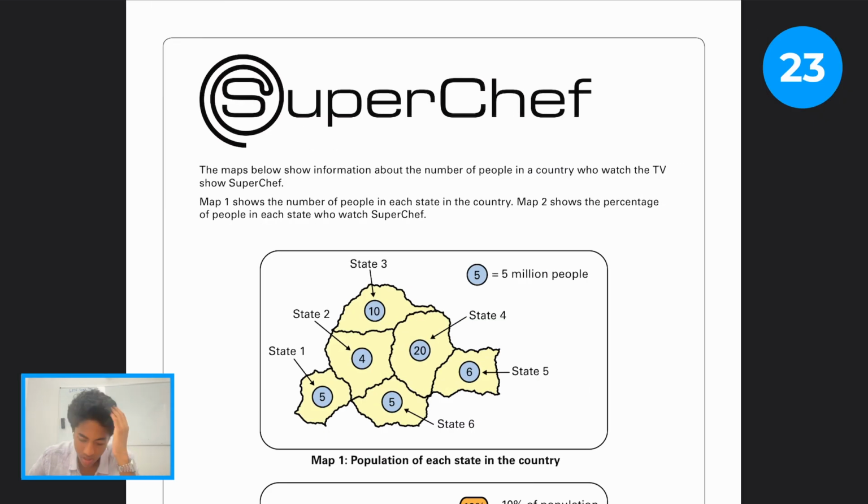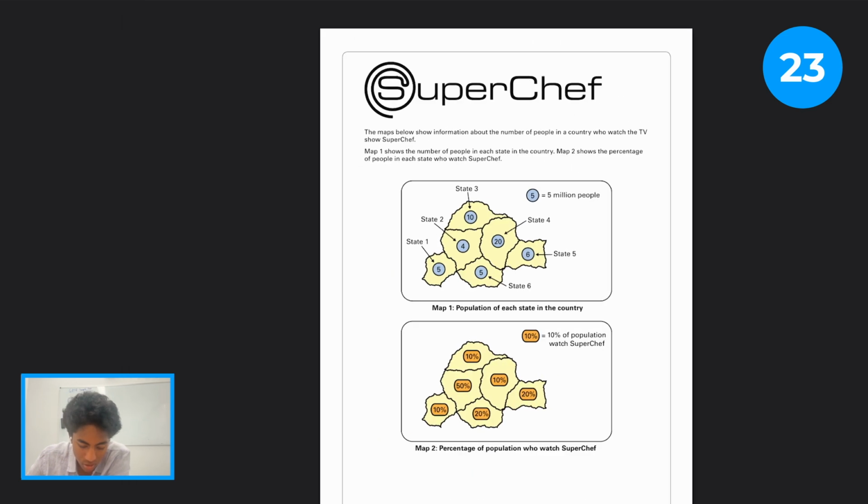The maps below show information about the number of people in a country who watch the TV show Super Chef. Map 1 shows the number of people in each state in the country. Map 2 shows the percentage of people in each state who watch Super Chef.